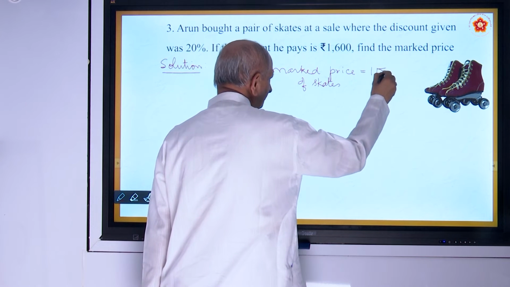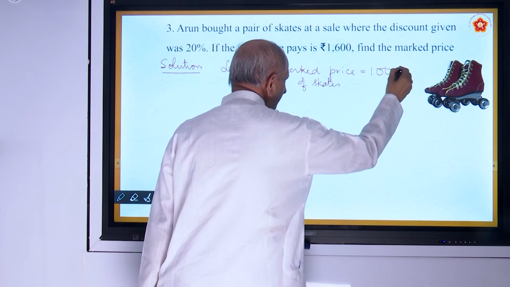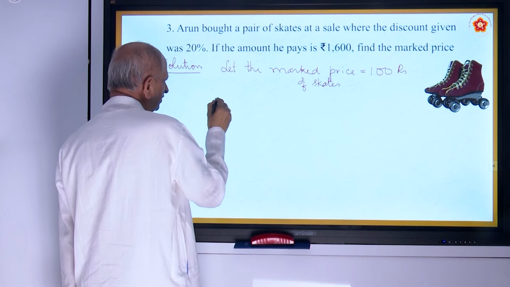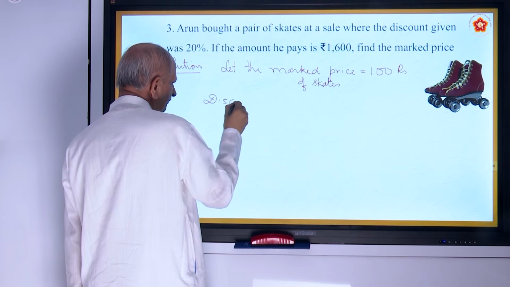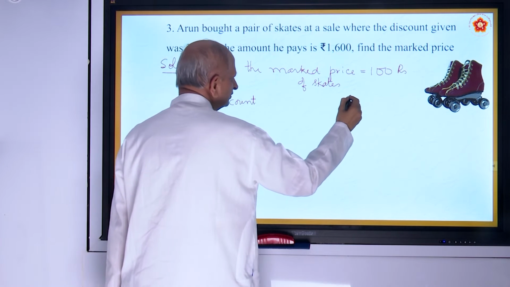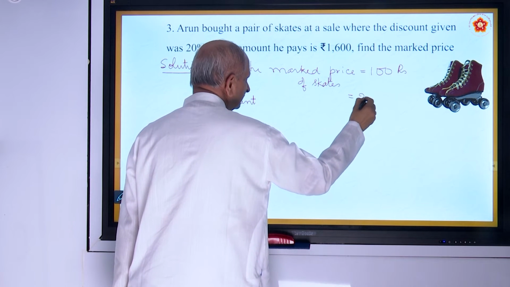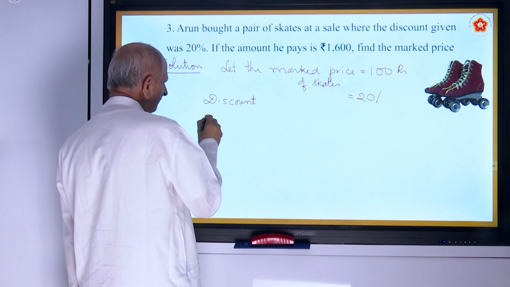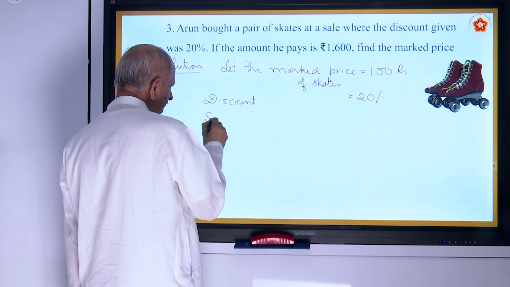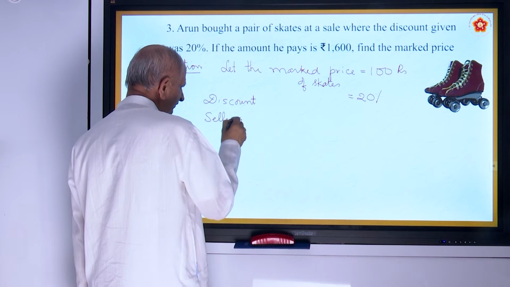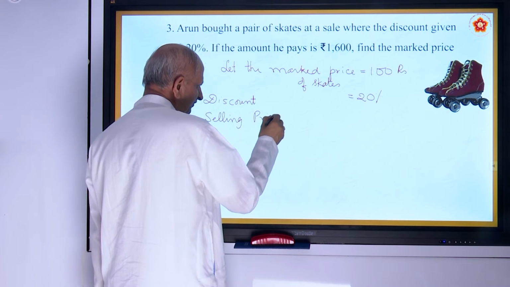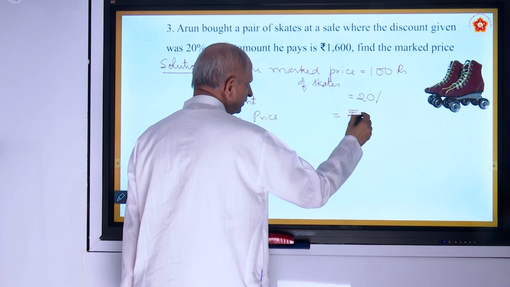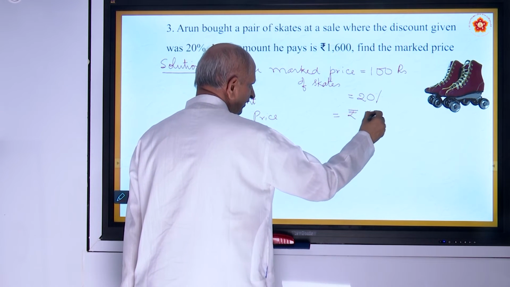So, let the market price be 100 rupees. Then you are given the discount. Discount how much? 20%. And you are given the selling price, what you call SP, not Superintendent of Police. Selling price is given to be how much? 1600.